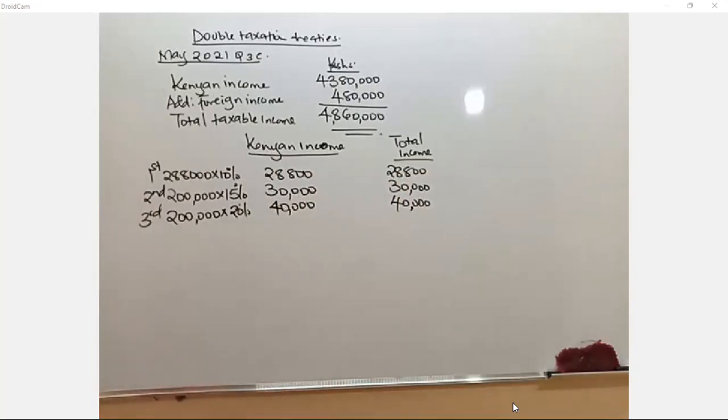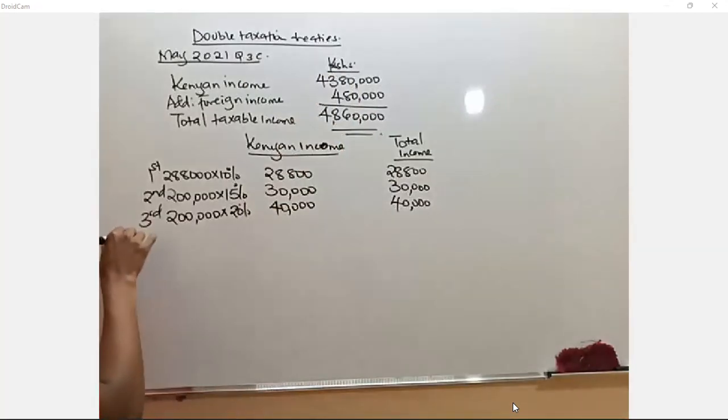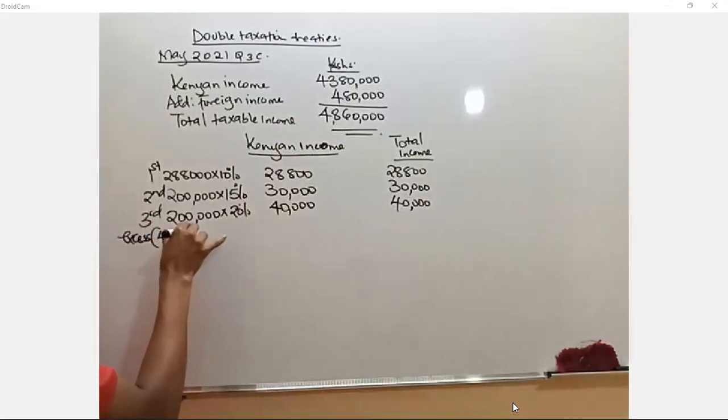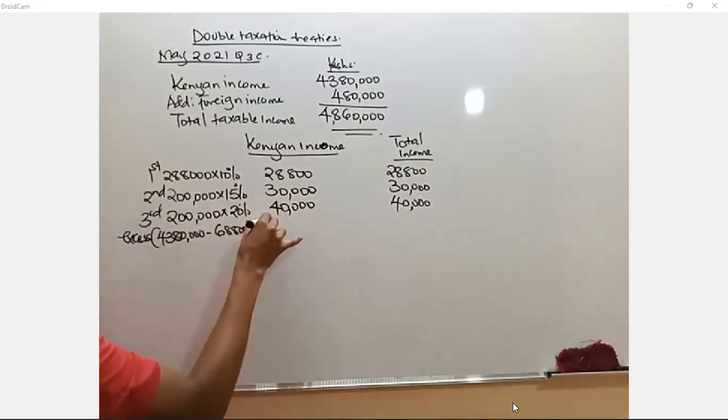Now, in this case, I just want to look on the excess, because already you have been told excess over 688,000, we are going to be taxing at the rate of 25%. And I'll start by computing for Kenyan income. I'll start with the Kenyan income, and then later on, I will come for the total income. So let me start with the excess of 43,800 minus 688,000. We multiply by 30%.